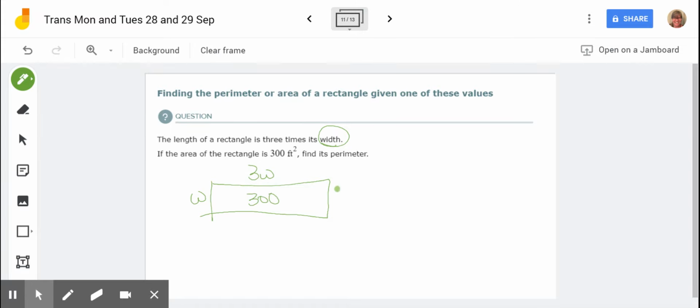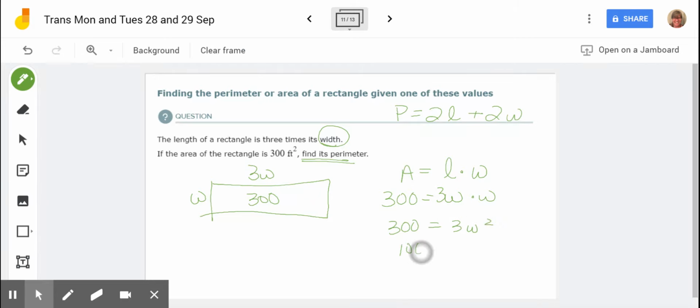The area is 300, but it says find its perimeter. That's the trick. We need to figure out the length of the sides to figure out what its perimeter is. Remember, perimeter means 2 times the length plus 2 times the width. We don't have the width or the length, so we have to go on a search for it. We start with the formula area equals length times width. Why area? Because that's what we have. We can only start with what we have. Length is 3W and width is W. So you get 300 equals 3W squared.